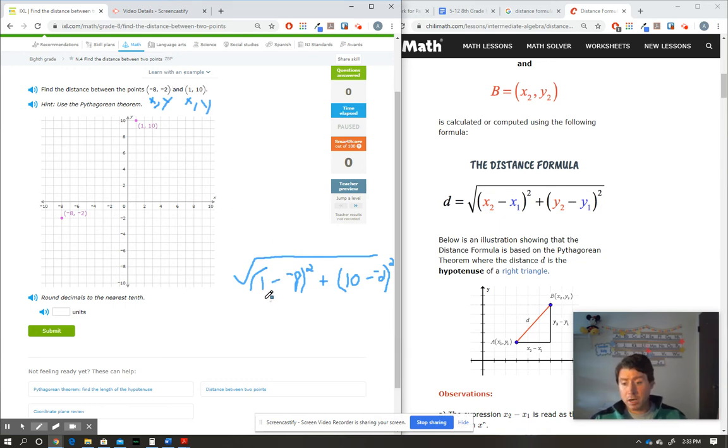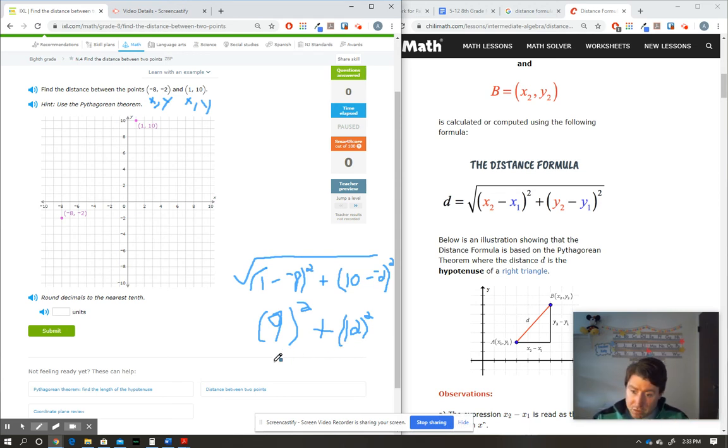Now when I'm doing the subtraction down here, you can use your calculator. But I'm just going to speed through this quickly. So in my calculator, if I do 1 take away -8, I'm going to get 9. Okay? Now I'm going to make sure that I'm going to do 9 squared. And then over here, I'm going to do 10 minus -2, which is 12. I'm going to do 12 squared. And the reason why I'm keeping them in parentheses is because sometimes you're going to get negative numbers. And you want to keep them in parentheses because if you square a number that's negative in parentheses, it's always going to end up positive.